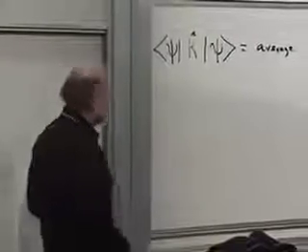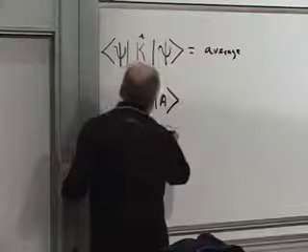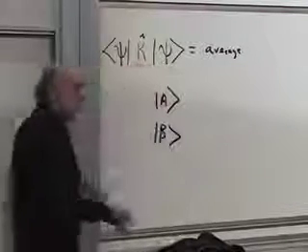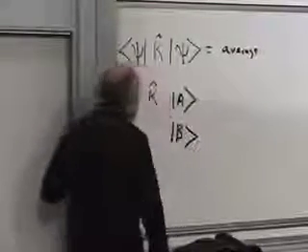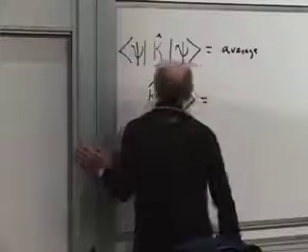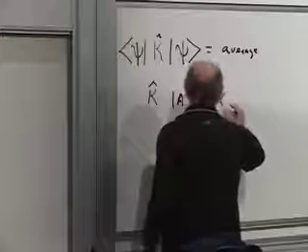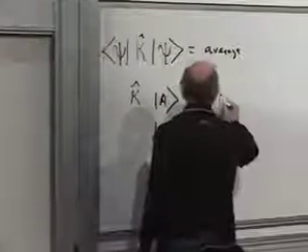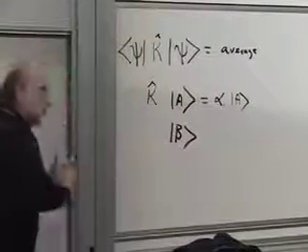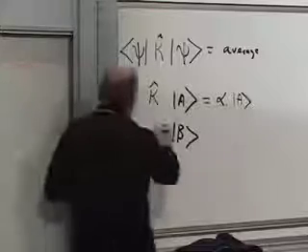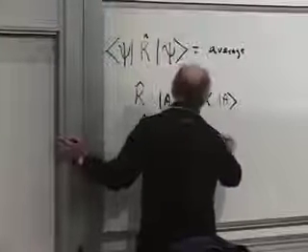Another thing is, supposing we have two states. Supposing we have A and B. And as it happens, A and B are eigenvectors of two different observables. Let's say that A is an eigenvector of k with eigenvalue, let's call it alpha, times A. And let's suppose that B happens to be an eigenvector of a totally different observable, L, which happens to have eigenvalue beta times B.